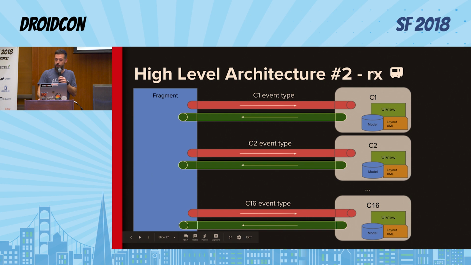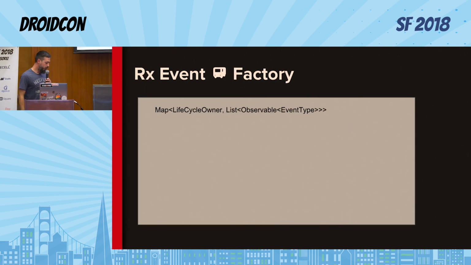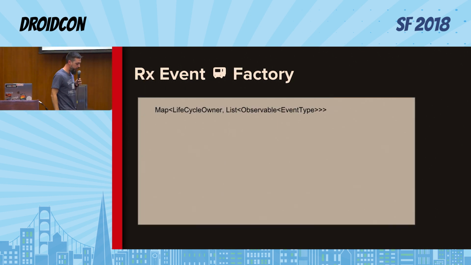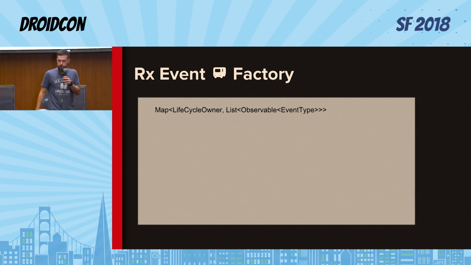And that's the same thing here. So you can still send user events. So how did we implement this bus mechanism that we use to deliver events?